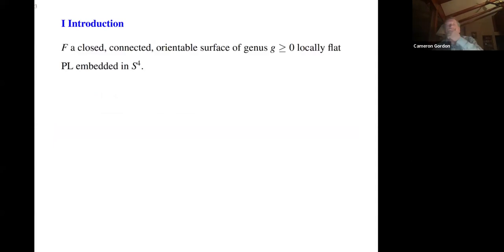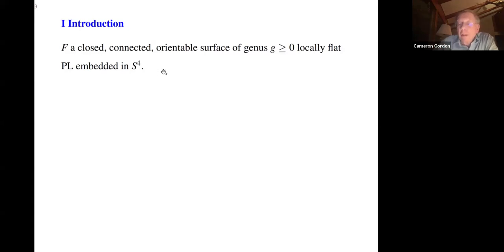So F is... I'm going to look at closed, connected, orientable surfaces of some genus, locally flat, PL embedded in the four-sphere, and that's equivalent to looking at smooth surfaces. But because I'm going to be talking about decision problems, it's convenient to think of PL surfaces, but at least then it's clear that the objects of our study can be described by a finite amount of data.